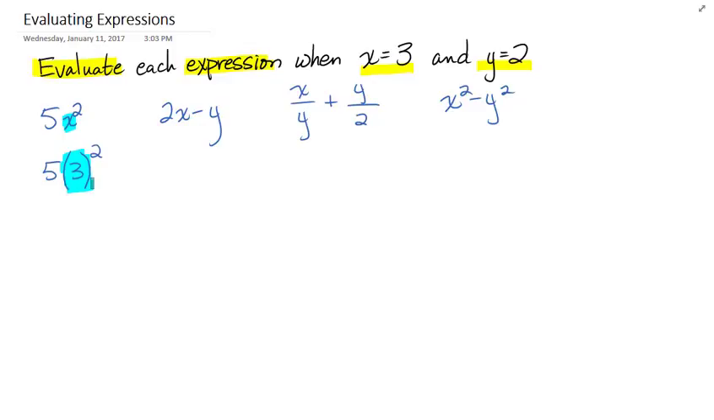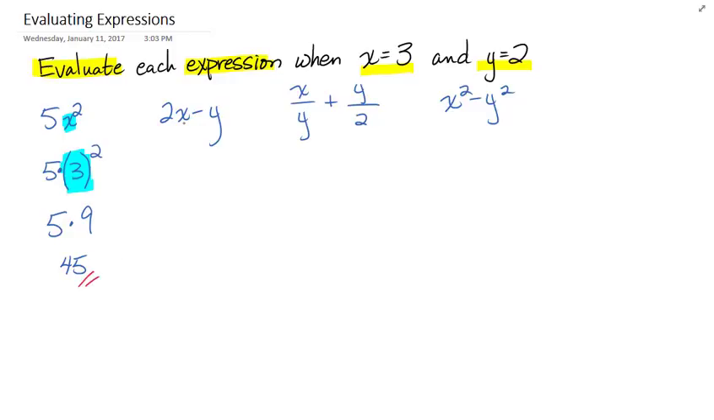And then it becomes an arithmetic or an order of operations problem, and we see, oh, we've got a multiplication right there and an exponential term. So let's do the exponential term first. 5 times 3 squared is 9, and 5 times 9 is 45. And so we get 45 as our answer.